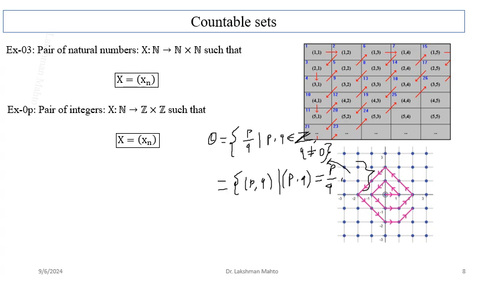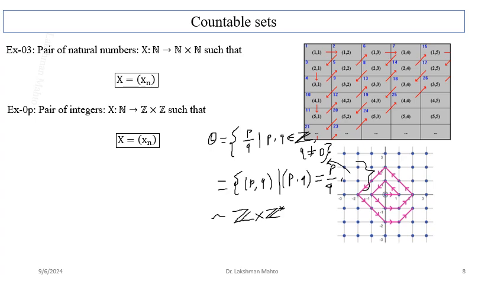Now, can you say whether Q is countable or not? Countable. Why are you changing your answer? Loosely you can say that it is actually Z cross Z star. Put Z star because Q should not be 0. So you have to be a little specific with Z star. If you remove one element from a countably infinite set, it is not going to affect much.